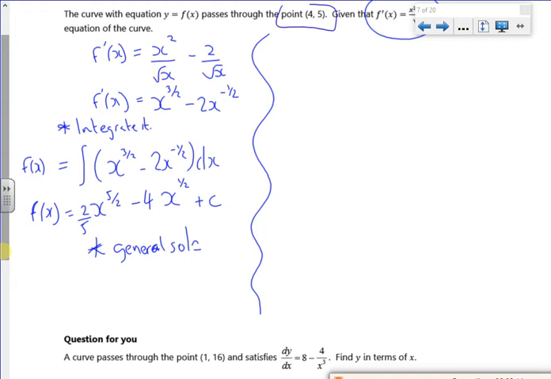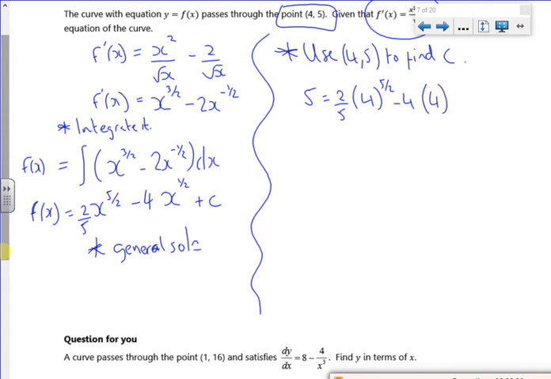But I know it goes through 4, 5. So I'm going to use 4, 5 to find C. So 5 is my Y value. 4 is my X value. So I've got 5 is, what's that going to be? The square root of 4 is 2, 2 to the power 5, so 2, 4, 8, 16, 32. Times by 2, so I've got 64 over 5, minus, square root of 4 is 2, so minus 8, plus C.